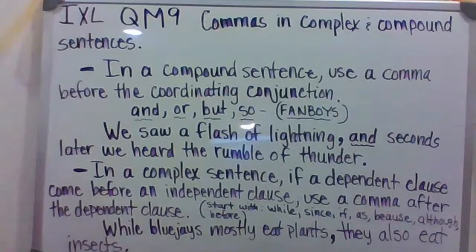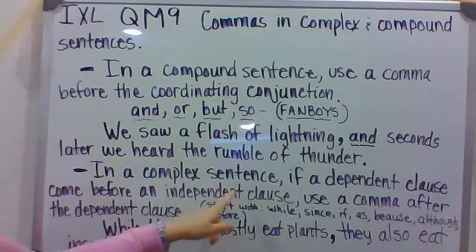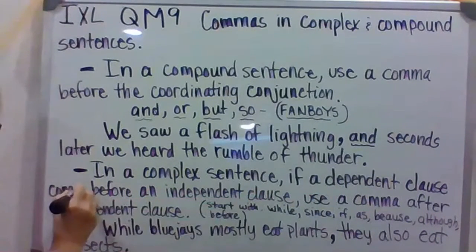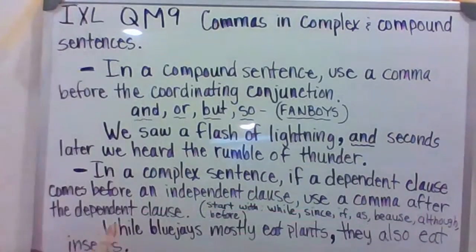Okay, so let's review now what is a complex sentence. In a complex sentence, if a dependent clause comes before an independent clause, use a comma after the dependent clause. So this is very wordy. Let's go through the words and make sure we understand.